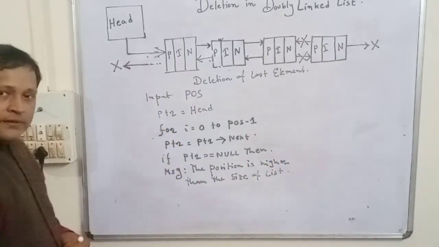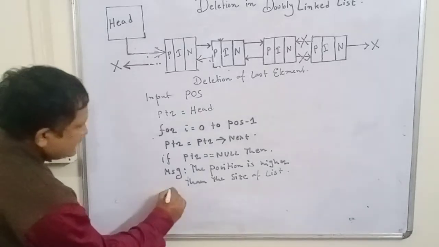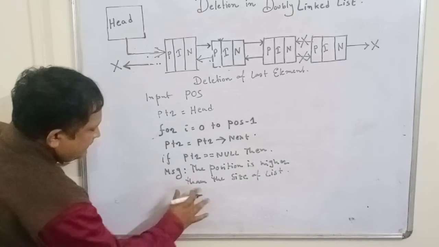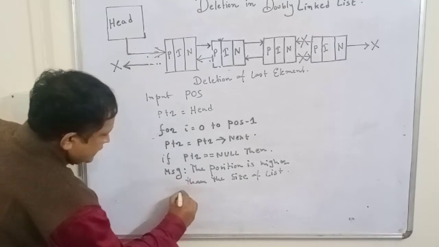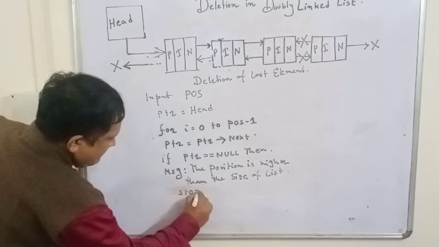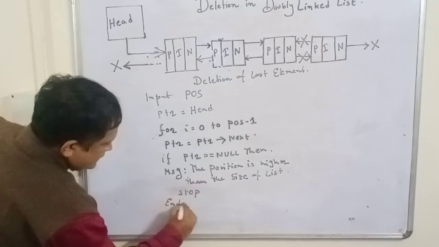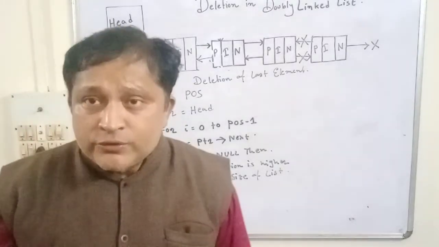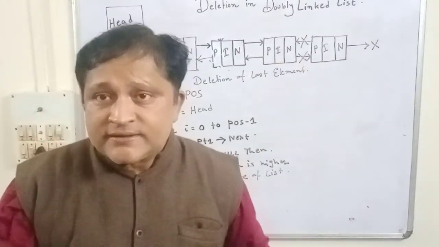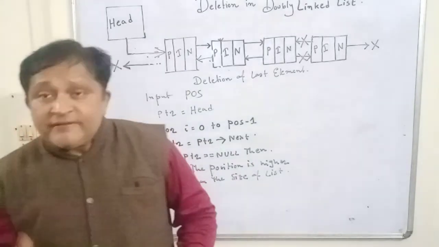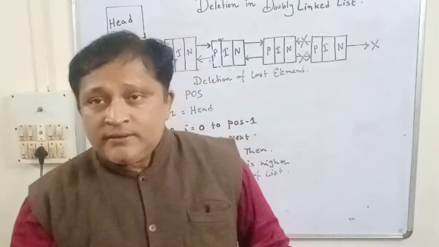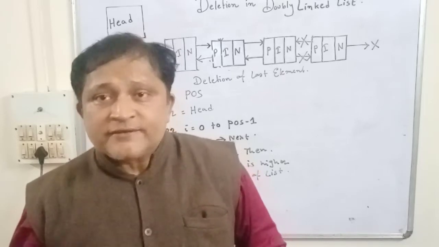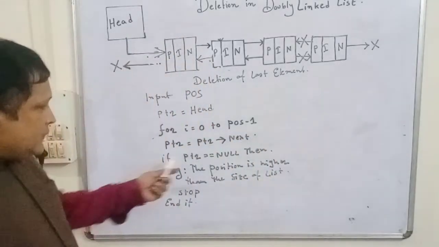This is end if. It will stop. So deletion won't be possible because the location from where we want to delete the element doesn't exist. Suppose we want to delete an element from the 7th location, but the size of the list is 3 or 4, less than 7, so we can't delete the element. So this is the way to test.